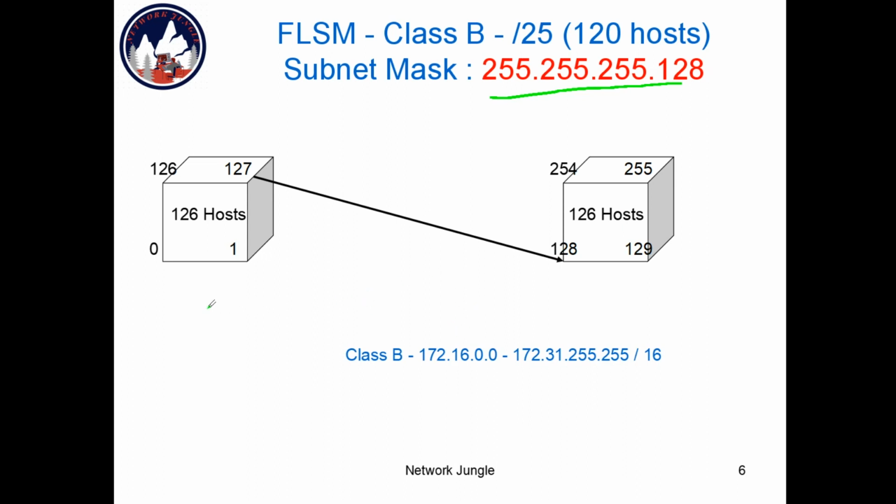A segment can be divided into two portions. For example, one segment having 256 valid IPs can be divided into two. We get two segments of 128. So our requirement is 120. That is the network address and broadcast address. Here also, 128 is the network address and 255 is the broadcast address. The IP range is 1 to 126 for this network segment, and here 129 to 254.